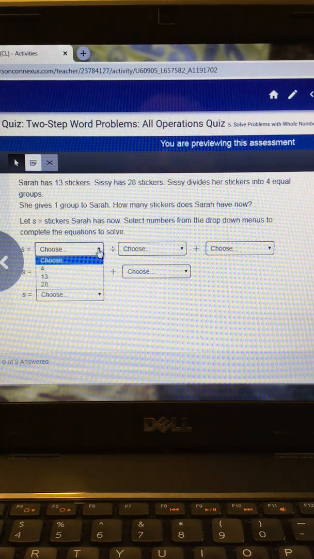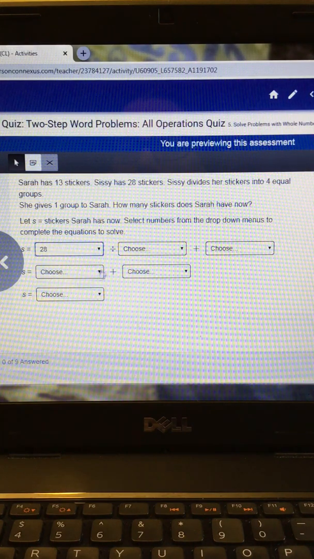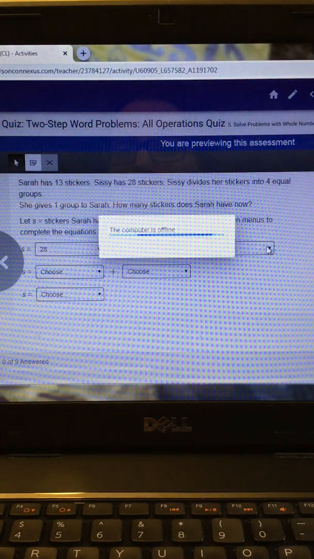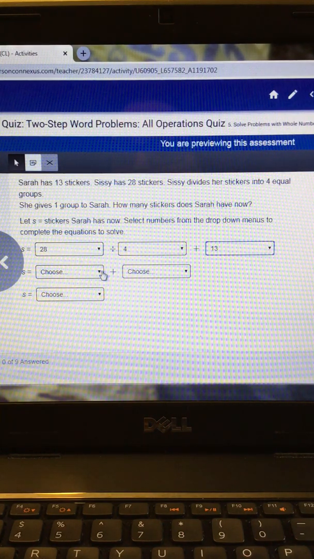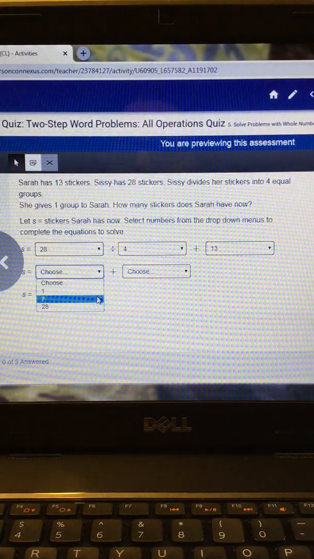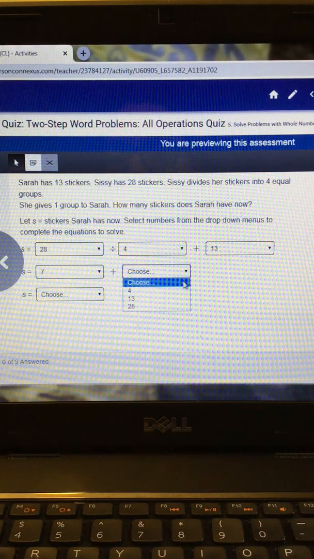So I'm going to start you out here. Sissy has 28, and she divides it by 4. Then we have the amount of stickers over here that Sarah has. Now when we do 28 divided by 4, if you remember your 7 song, we get 7. Then we need to bring down this 13. So our final equation is 7 plus 13, and you need to choose your answer in this drop-down box.